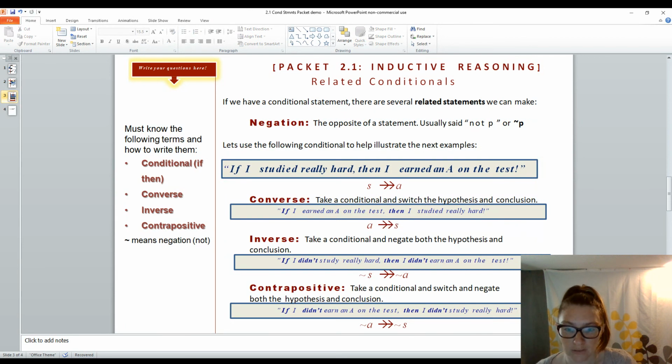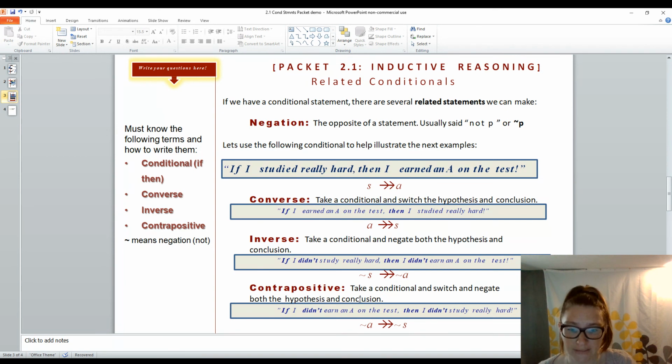The inverse, we go back to the original. Do you see how it says S and A? Well, that's our original up here. And they put that little tilde in front. Remember, tilde means not or no. So here it says, if I didn't study really hard, then I didn't earn an A on the test. If I go back to the beginning, my original, if I studied really hard, how'd they change it? They added a not. If I did not study really hard, then I didn't earn an A on the test.